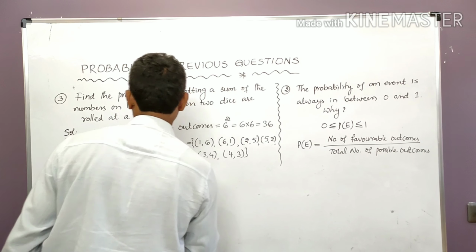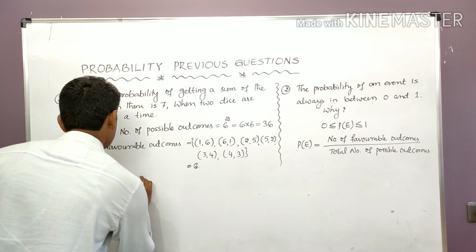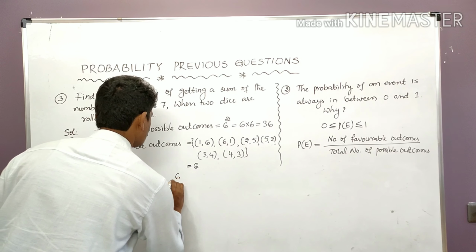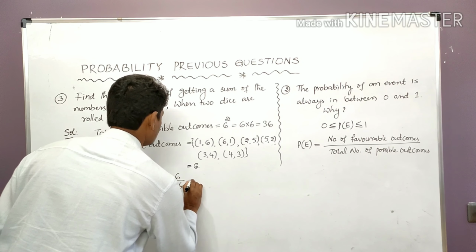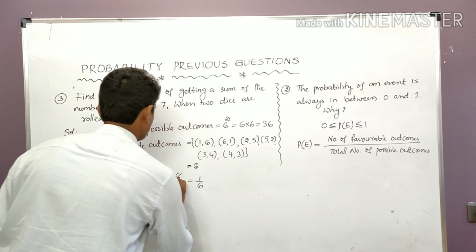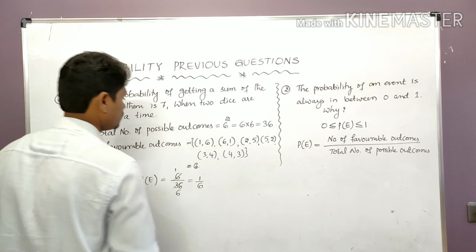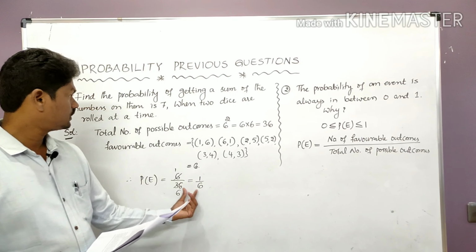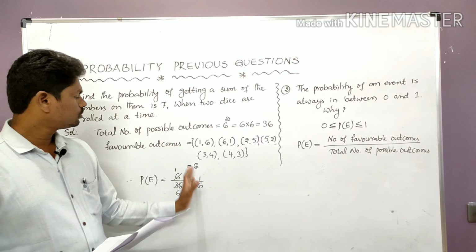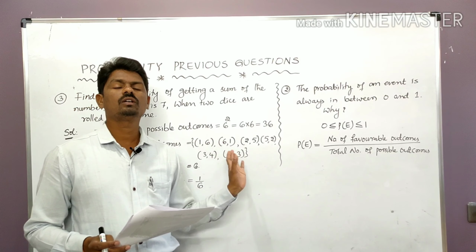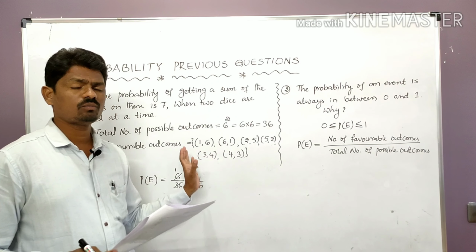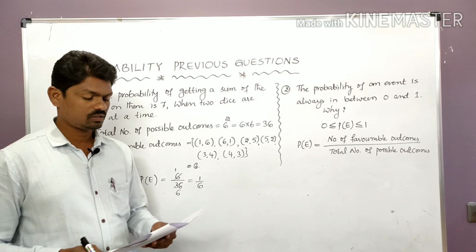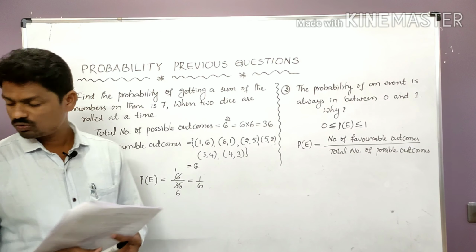So total there are 6. Therefore if E is an event, then probability of E is equal to 6 divided by 36, that is 1 by 6. You can cancel, 6 ones are 6, 6 sixes are 36, that is 1 by 6. So the probability of getting the sum of the numbers as 7 is 1 by 6. So next, one more, student.